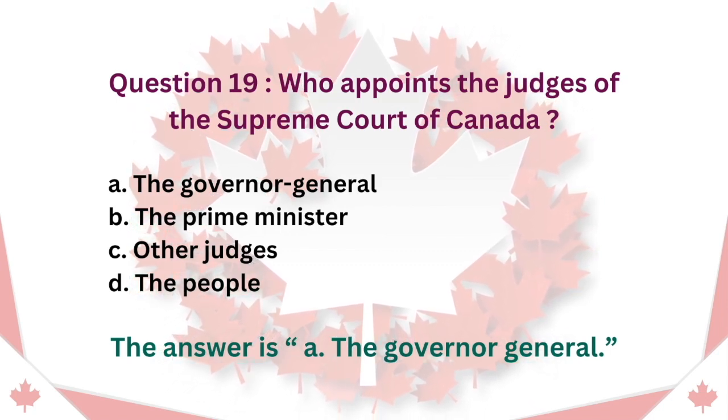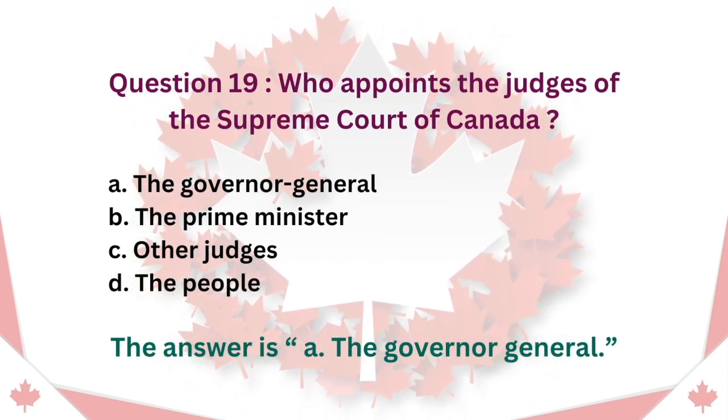Question 19. Who appoints the judges of the Supreme Court of Canada? A. The Governor-General. B. The Prime Minister. C. Other judges. D. The people. The answer is A. The Governor-General.